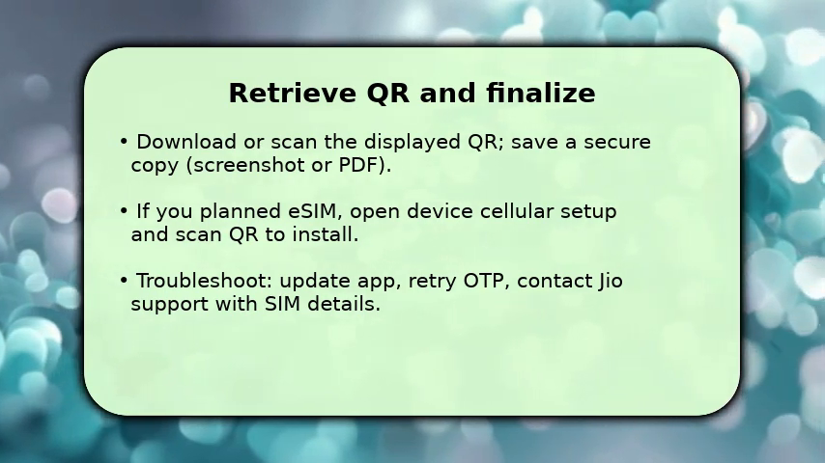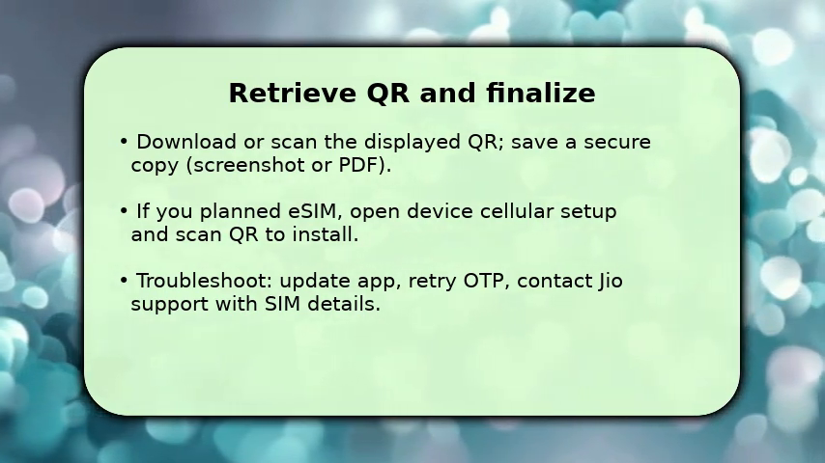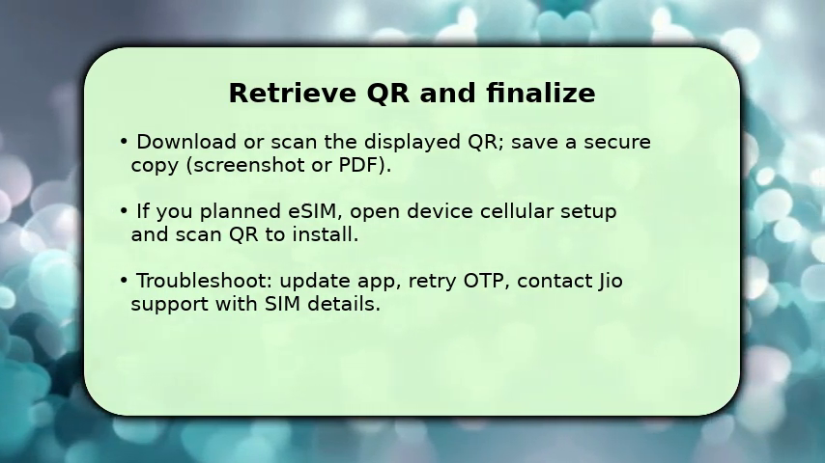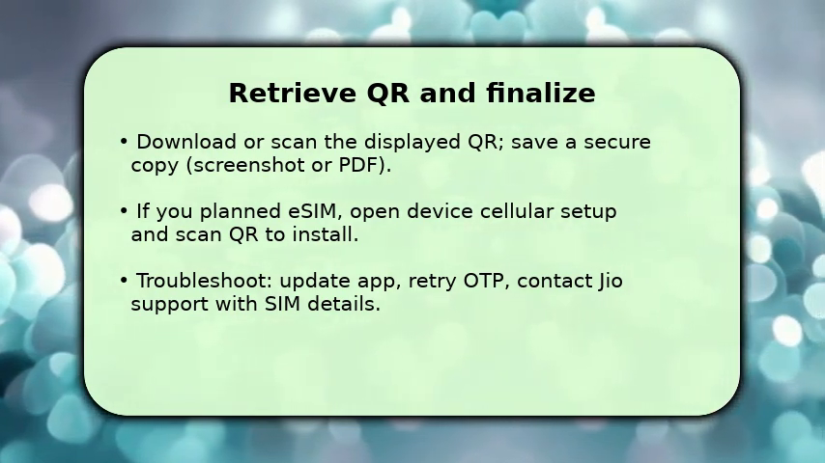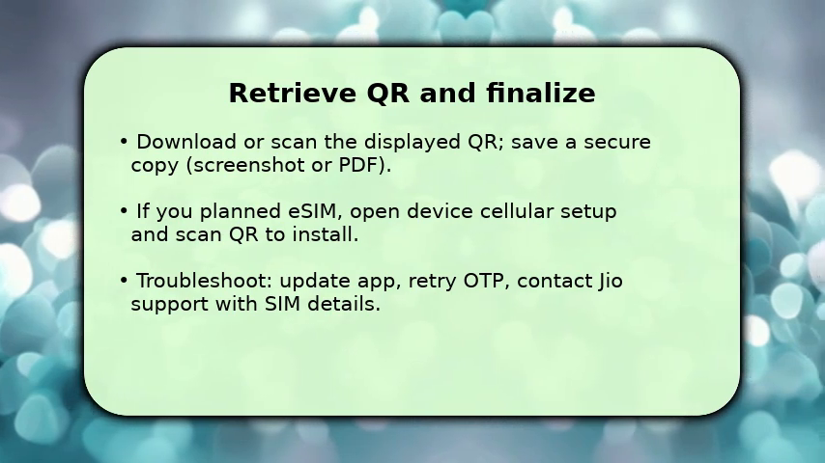If the QR fails or never appears, make sure the app is updated, retry OTP verification, restart the phone, and if needed, contact Jio customer support with your number and KYC details.